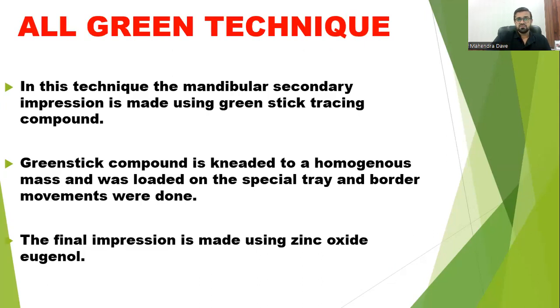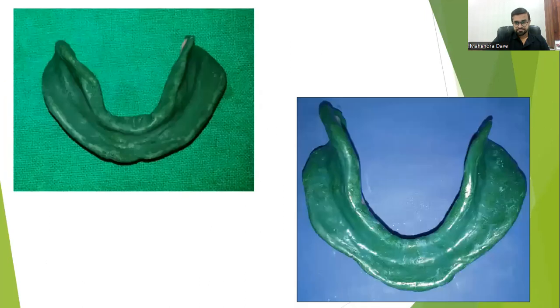Another technique which is known as all green. In this technique, the mandibular secondary impression is made using tracing or green stick compound. The green stick compound is kneaded to a homogeneous mass and loaded on the special tray, and border movements are done. The final impression is usually made by the zinc oxide eugenol material. This is the all green impression.